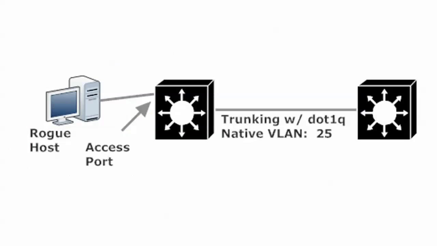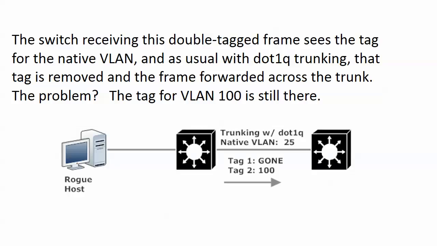And this is our walkthrough. We're going to have a rogue host connected to an access port on the multi-layer switch, which is trunking with another multi-layer switch using .1Q, and the native VLAN is 25. These could be layer 2 switches as well. This is not an attack that is only good on layer 3 switches. I just wanted to show some L3 switches. Now, the switch receiving the double tagged frame sees that tag for the native VLAN, and of course that's not going to go across the trunk with that on there. If a frame is destined for the native VLAN, it's going to go across the trunk untagged. That's one thing we like about .1Q.